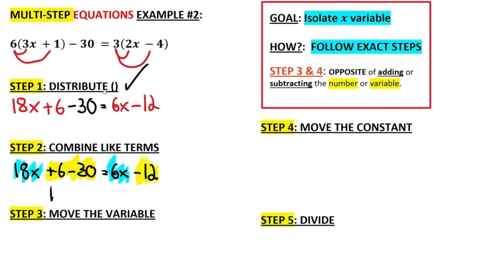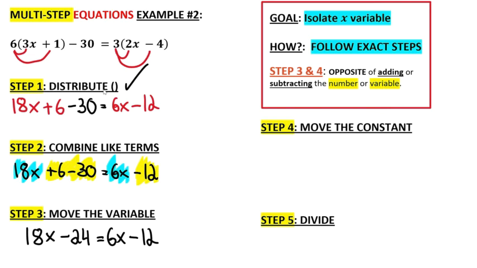What we can do is 18x, so let's write it down here, 18x plus 6, so positive 6, minus 30 will give us minus 24, which will be equal to 6x minus 12. We seem to be in a very good direction.